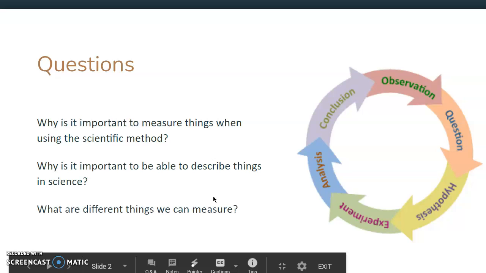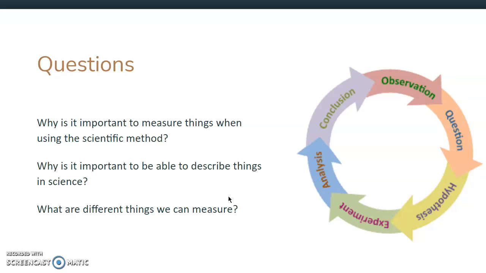And then what are different things we can measure? We can measure lots of things. A lot of the time we are measuring our time, how long it takes to do something. We can measure our height, how much we weigh. We can measure how much is inside something, like when we say a water bottle is 750 milliliters, we are measuring what's inside. So there's lots of different things we can measure.